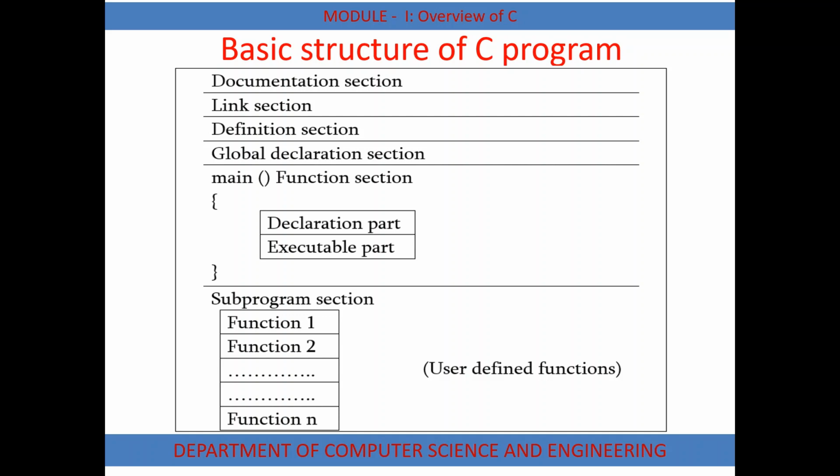Next is the link section. Link section is nothing but the preprocessor directive statements. Preprocessor is a program which is invoked by the compiler before the compilation of user-written programs. The declaration of preprocessor statements always begins with the hash symbol. Usually these are placed before the main function.